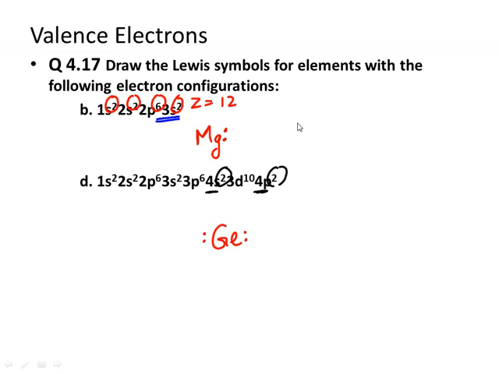I came up with 32 electrons total, and the Z value for germanium is also 32, so my answer is correct. This element indeed is germanium with 4 valence electrons.